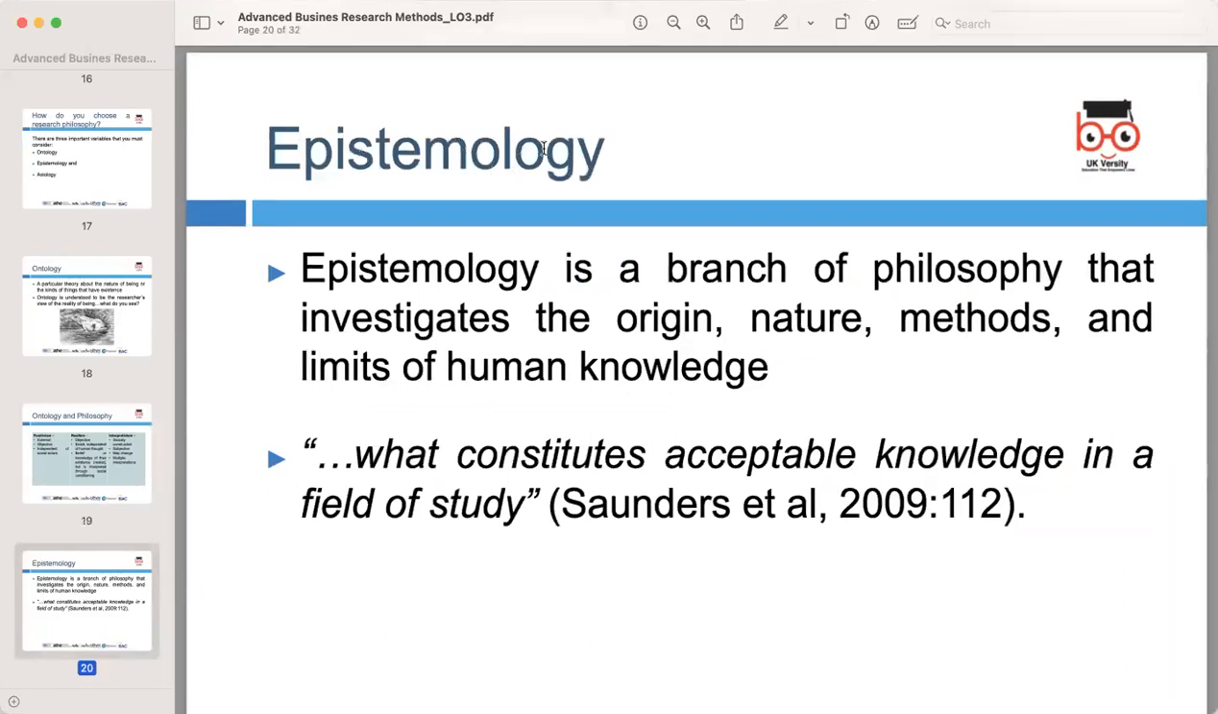It is a branch of philosophy that investigates the origin, nature, methods, and limits of human knowledge. Simply put, it's all about understanding how we come to know things and what we can consider as reliable knowledge within a particular field of study.